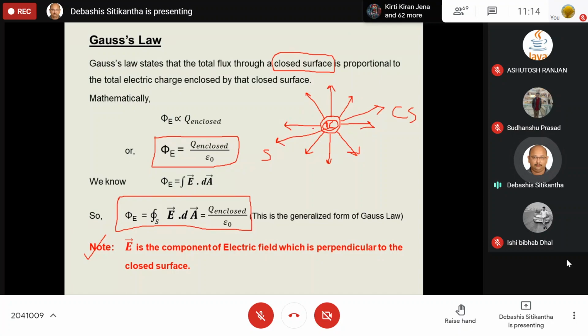Now what happens, as you can see everywhere, this electric field line is perpendicular to the surface. So over here it is perpendicular, over here it is perpendicular, over here it is also perpendicular. So that clearly shows that the electric field lines which come out of the closed surface are going to be perpendicular to the closed surface.